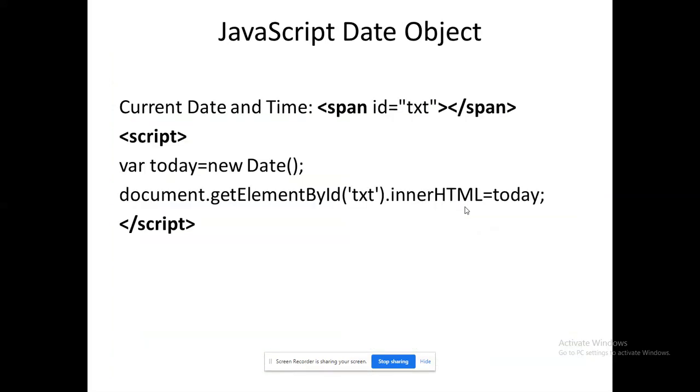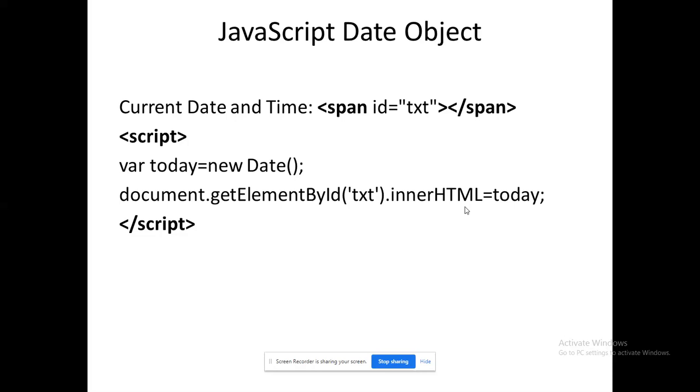Date object. I think we have seen this in Java 8 features in the previous module, where date is a class. The same thing we are using here: date as a class. The current date will be stored in the variable today. This could be the syntax from the DOM, the document object model: document.getElementById of text dot innerHTML equal to today, the variable. In that place the current date and time will be displayed.